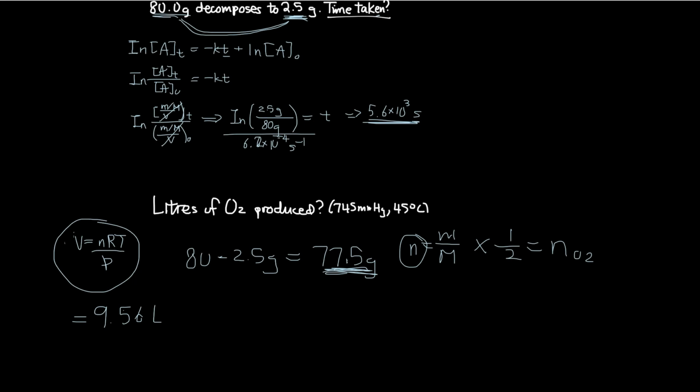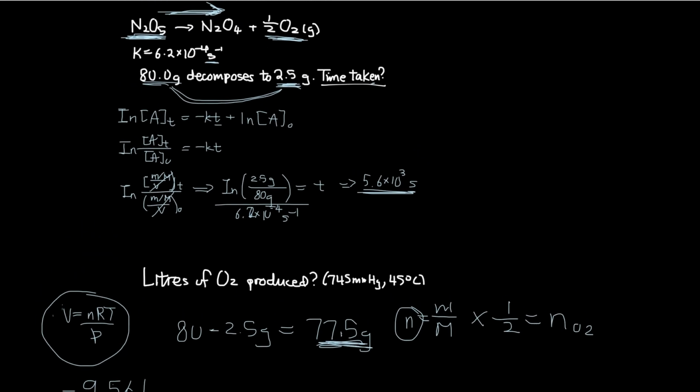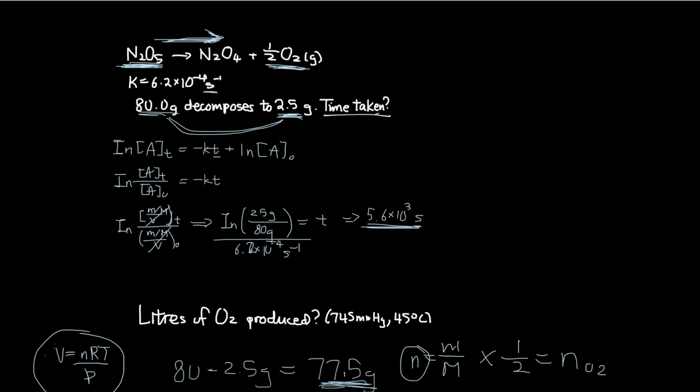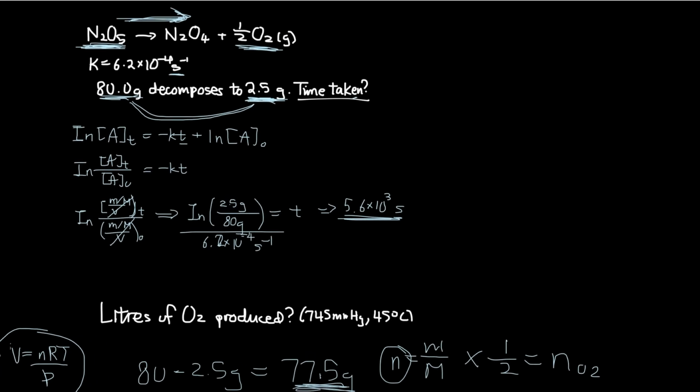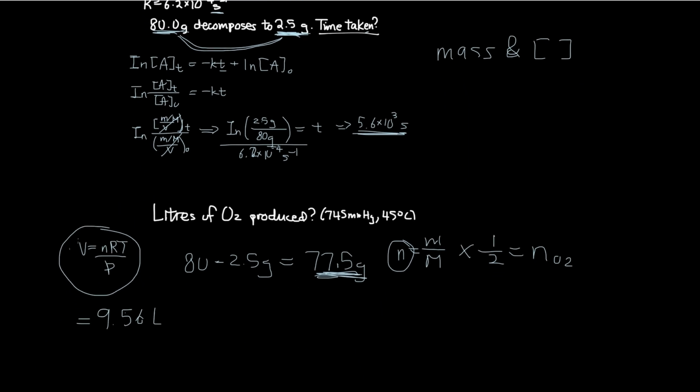So the big takeaways: I chose these two examples because they're sneaky in two ways. The first is you're given the masses, although the equation wants concentration. So what you can do is use this relationship so that you can still work with the masses you're given to find the time it takes to reach a concentration. So this is the relationship between mass and concentration in integrated rate laws.